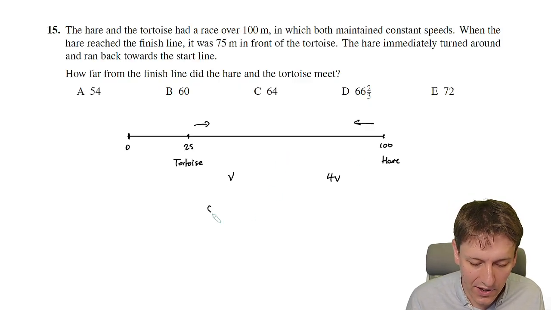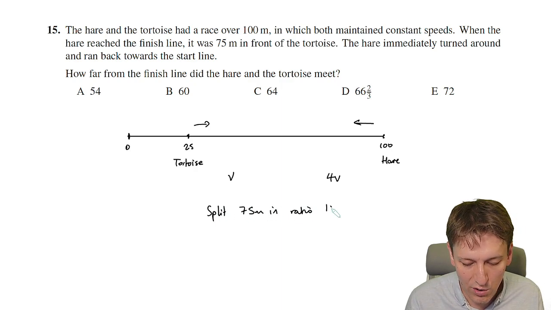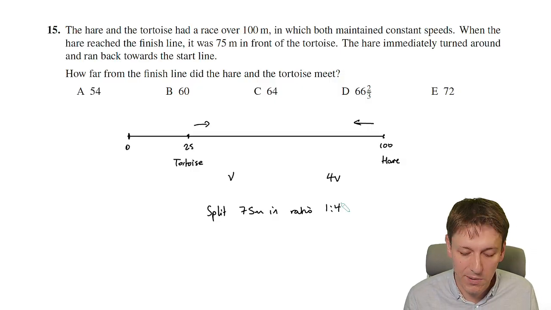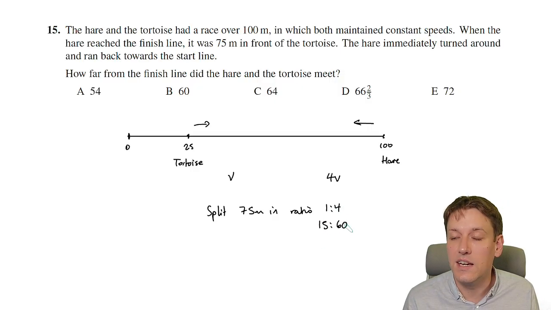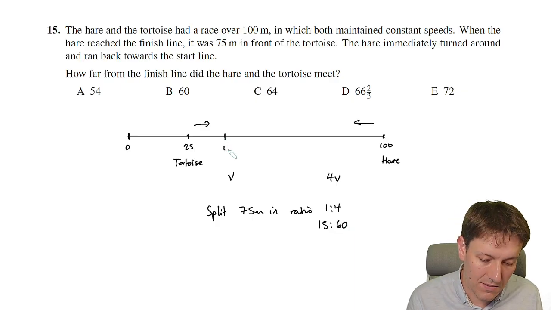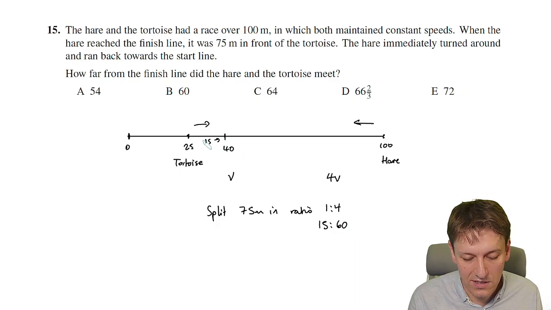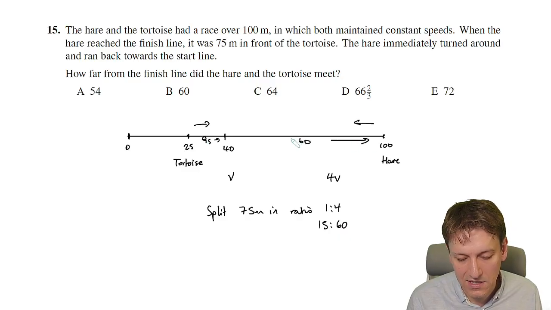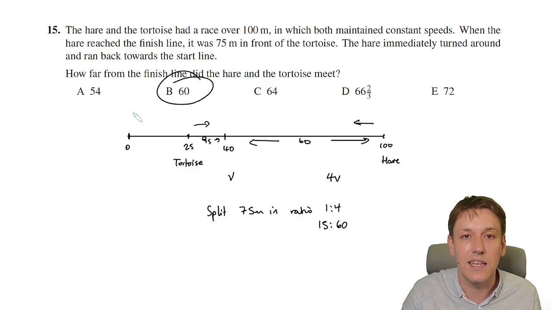So there's 75 meters here, so the problem really is just to split 75 meters in the ratio of 1:4, 5 parts of that ratio, so 1 part is 15, so it's 15 to 60, so that means that they're going to meet here at the 40 meter mark, when there's 15 meters covered here and 60 meters here, so that's 60 meters from the end of the race, and so the answer here is B, 60.